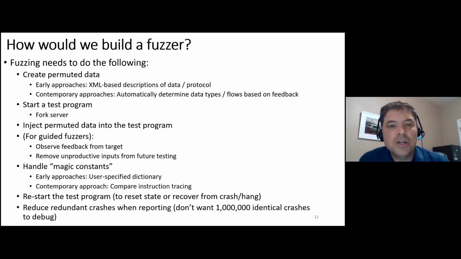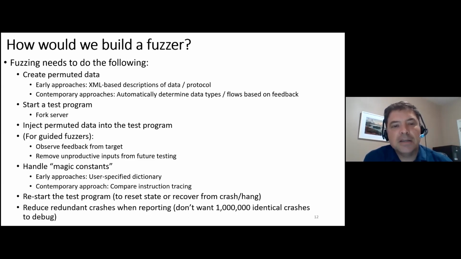So if we were to go and build a fuzzer, how would we do it? Essentially, there are a number of things that have to happen if we're going to create a fuzzer. The most obvious one is we need to come up with some permuted data. It could look like random data, but we need some way to apply different inputs to a program.